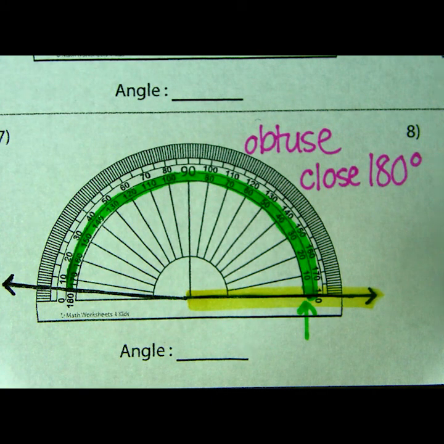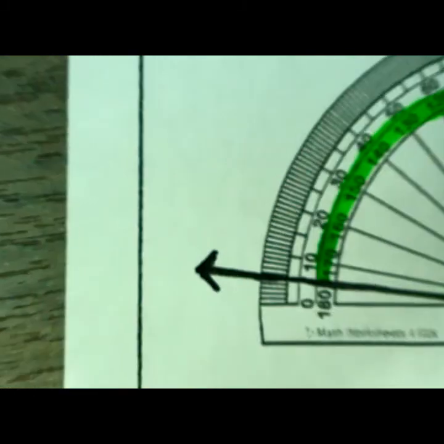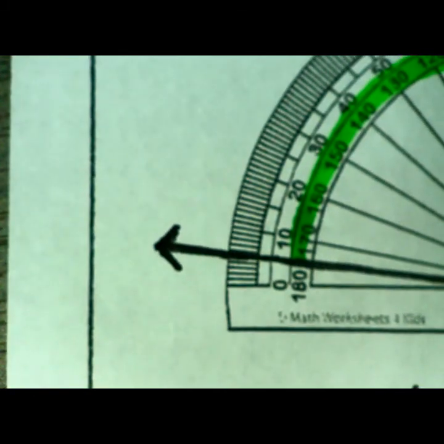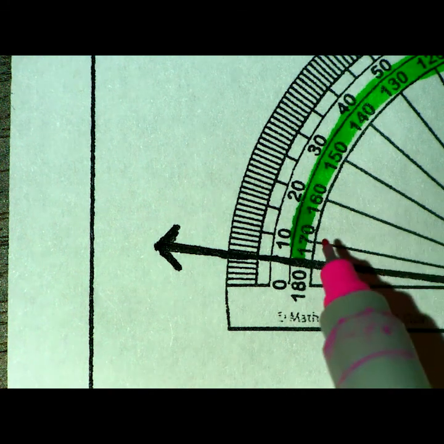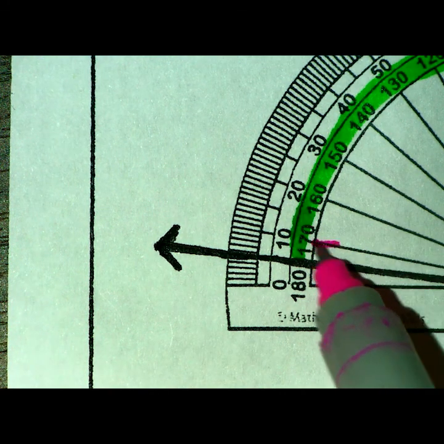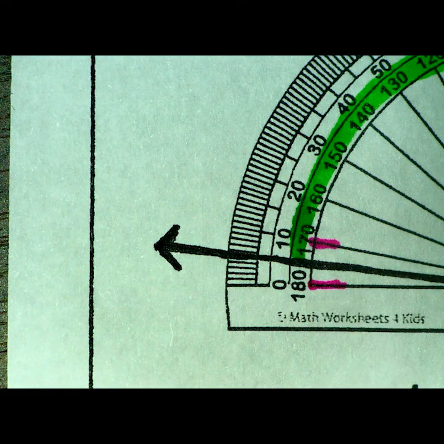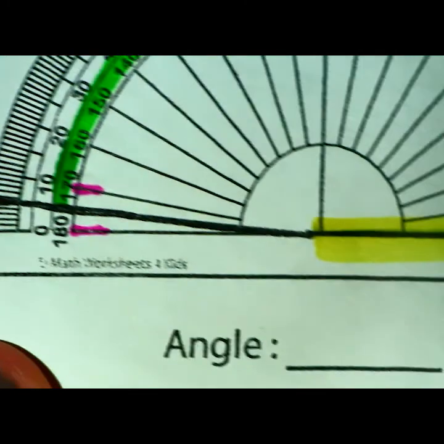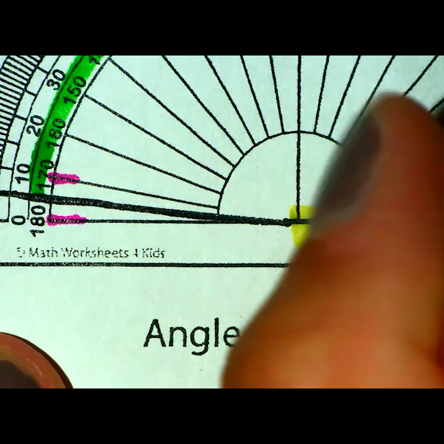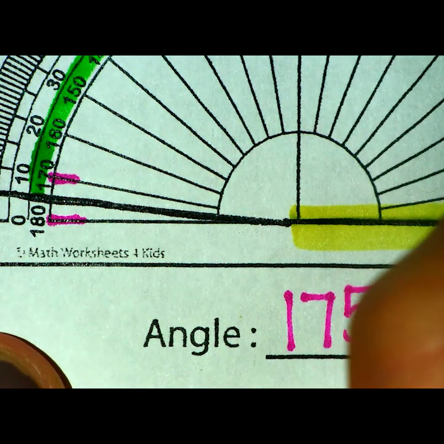Now let's kind of zoom in here so we can see what we're working with. Let's see if that'll focus a little bit better. So right away, we can see that we're directly between that mark of 170 and 180. So falling right in the middle, I would say that this angle measure is going to be 175 degrees.